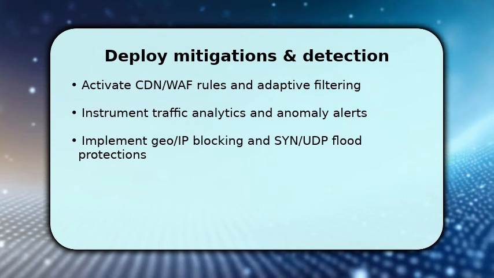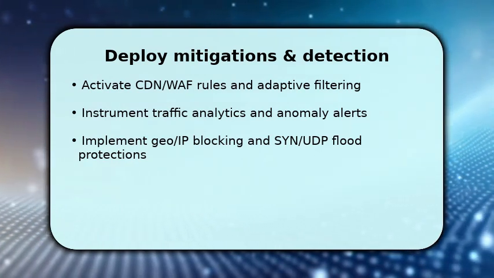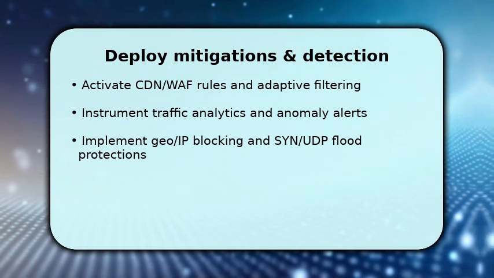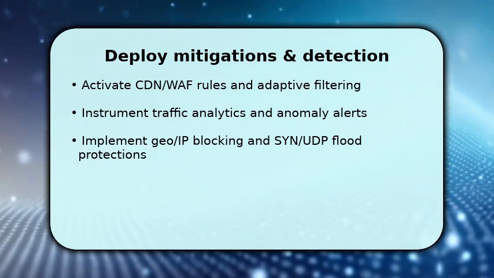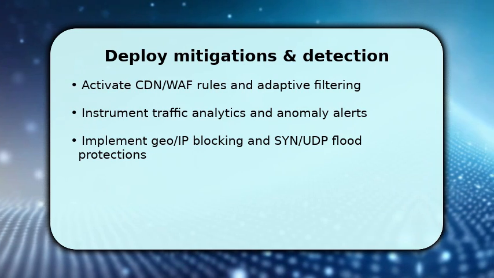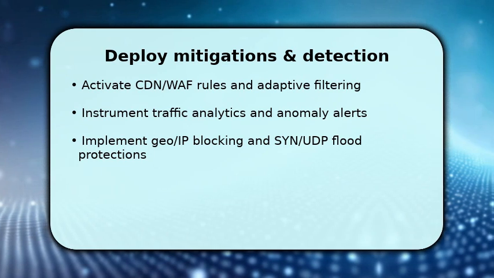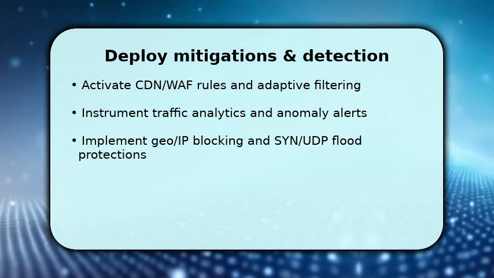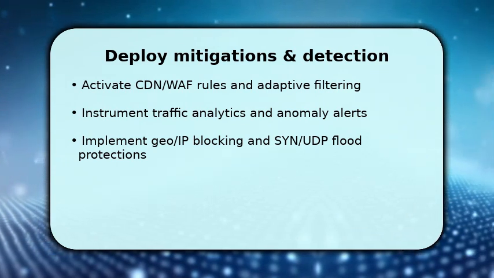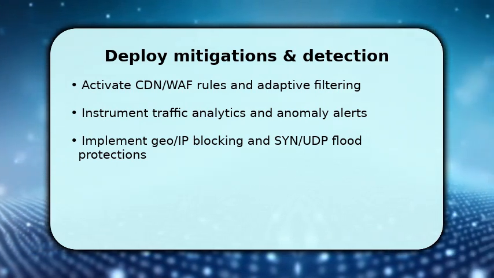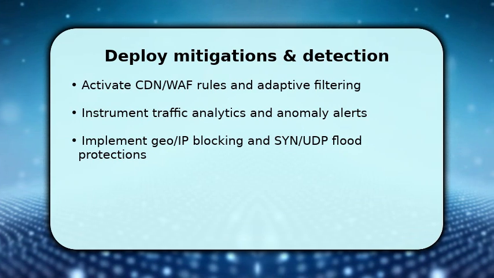Next, deploy mitigations. Enable CDN and WAF adaptive rules to filter malicious signatures and challenge suspicious clients. At the same time, instrument traffic analytics and anomaly alerts so you detect spikes within seconds. Tune thresholds to reduce false positives. Make sure to enable protocol-specific protections against SYN, UDP, and amplification attacks, and apply geo or IP blocking where legitimate traffic is minimal. Once these are live, validate by simulating load and reviewing logs for expected drops.